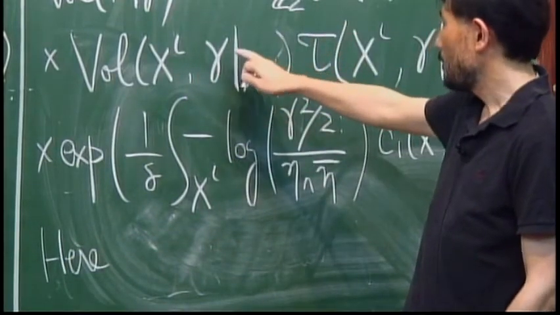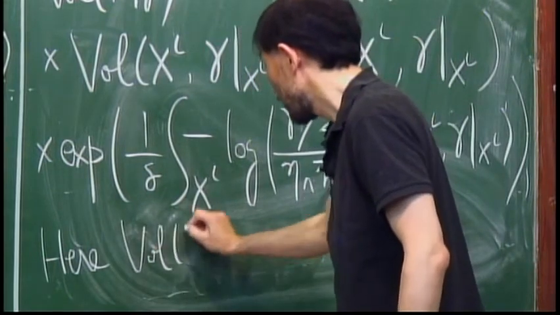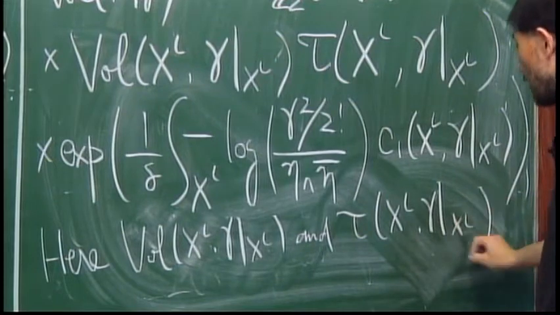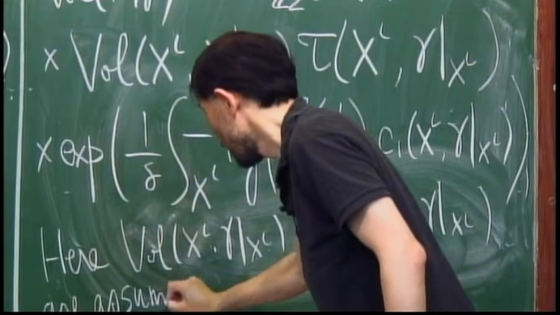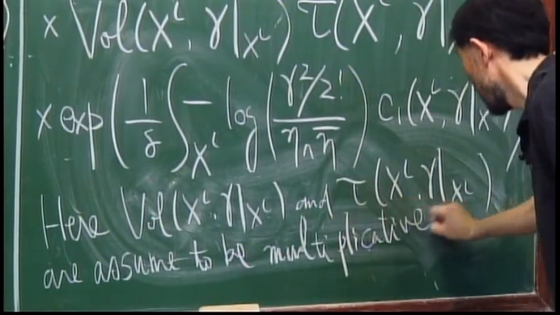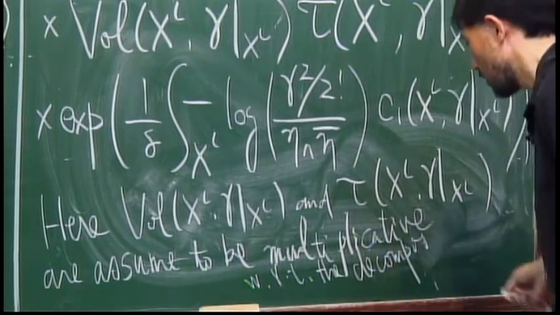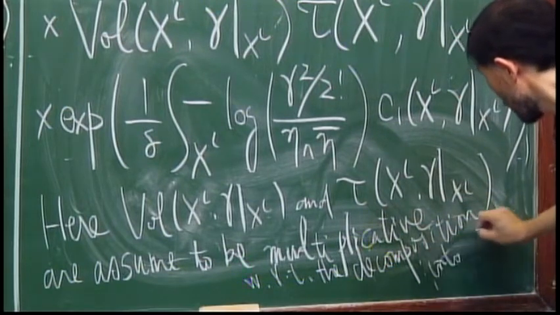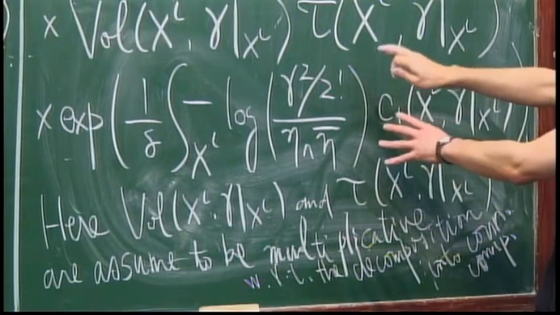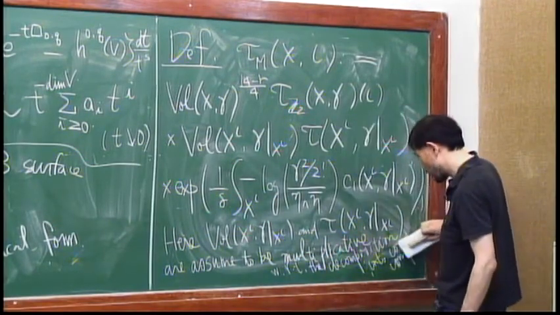So in general, X iota consists of several components. This volume and the torsion are assumed to be multiplicative with respect to the decomposition into connected components. So if X iota is empty, then they should be 1. Ah, yeah. Okay, irreducible decomposition.